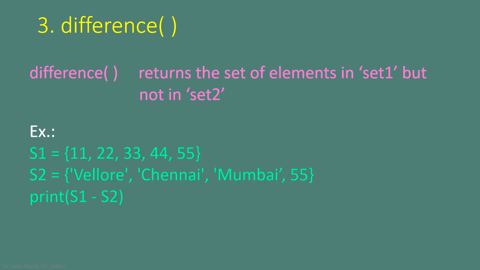Let's see an example. S1 is equal to 11, 22, 33, 44 and 55. S2 is equal to Vellore, Chennai, Mumbai and 55. And if we do the difference operation between set1 and set2, the result is 33, 11, 44 and 22 from S1. Since 55 is present in S2, it is omitted here.